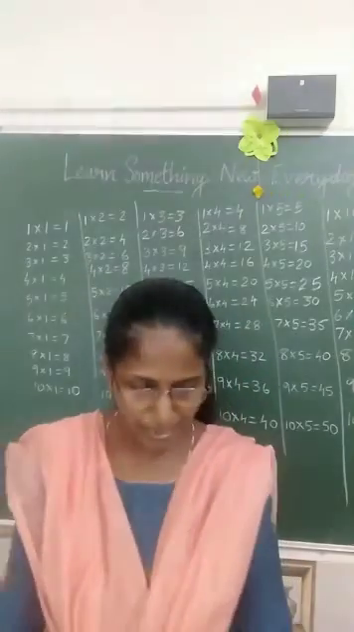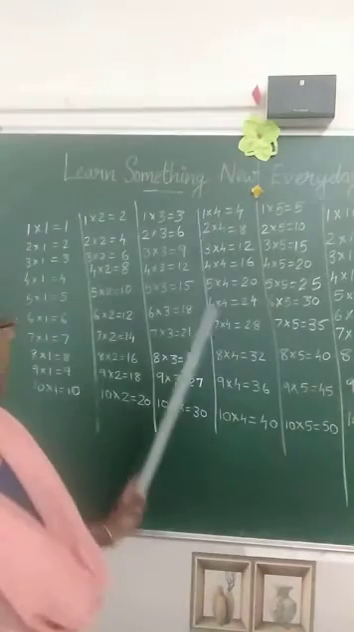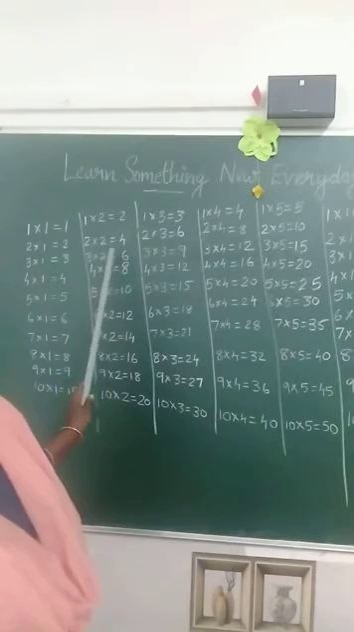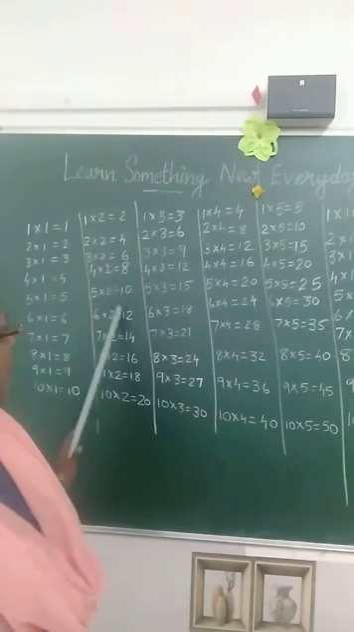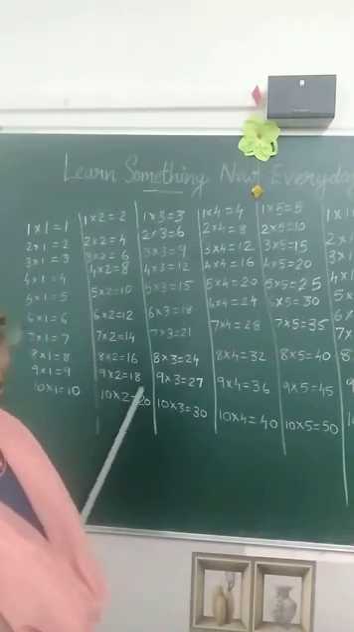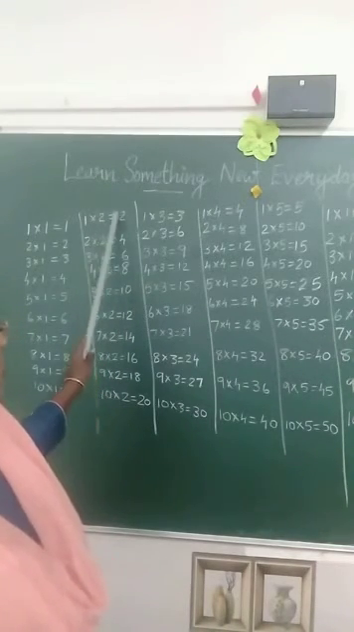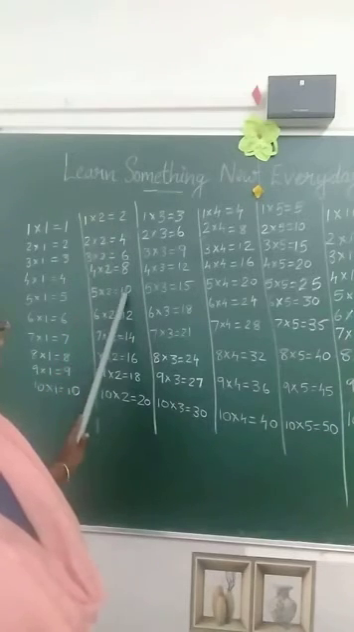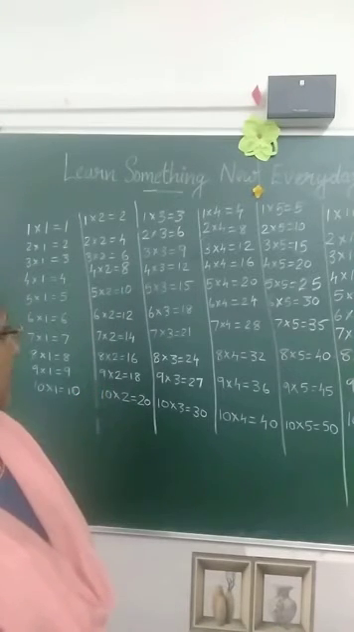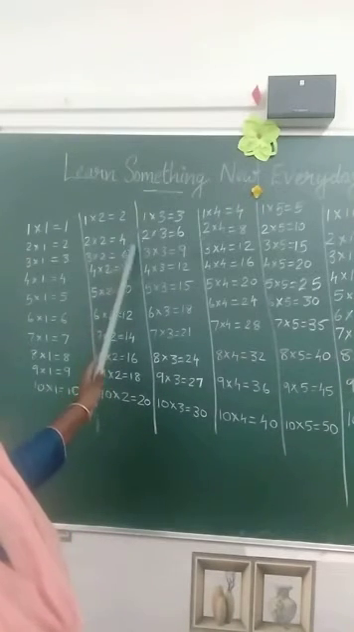When we multiply a number by 2, the answer has 0, 2, 4, 6 and 8 in the ones place. See, ones place 2, 4, 6, 8 and 0. So if we multiply a number with 2, then the answer will have 0, 2, 4, 6, 8 in the ones place. Okay? What will the ones place be? 0, 2, 4, 6, 8.